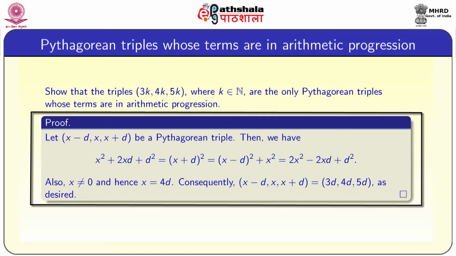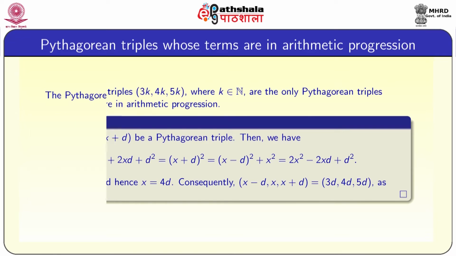Then we have x square plus 2xd plus d square, which is equal to x plus d whole square, which is equal to x minus d whole square plus x square, which is also equal to 2x square minus 2xd plus d square. Also, x is not equal to 0, hence x equals 4d. Consequently, x minus d, x, x plus d is equal to 3d, 4d and 5d, as desired. So, 3k, 4k, 5k are the only Pythagoras triples which are in arithmetic progression.